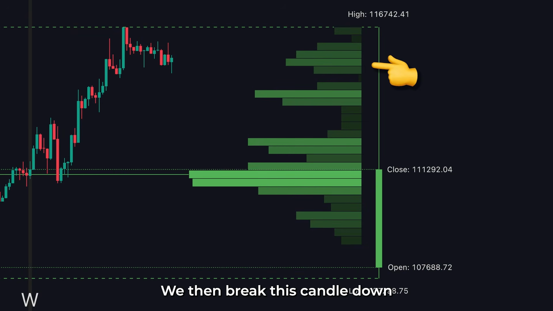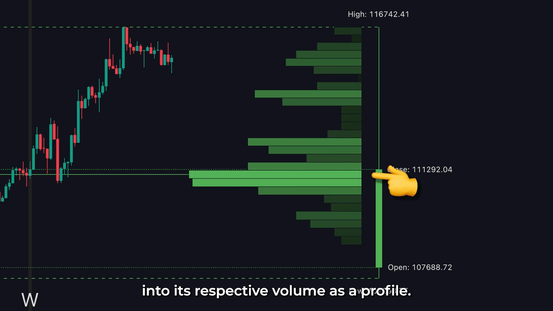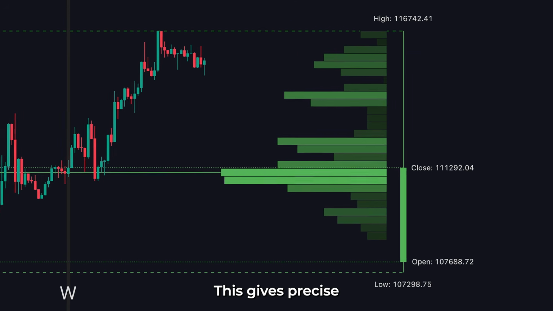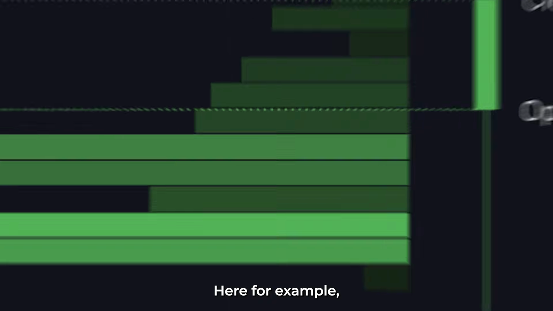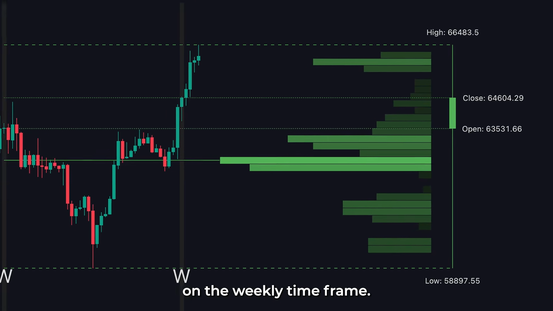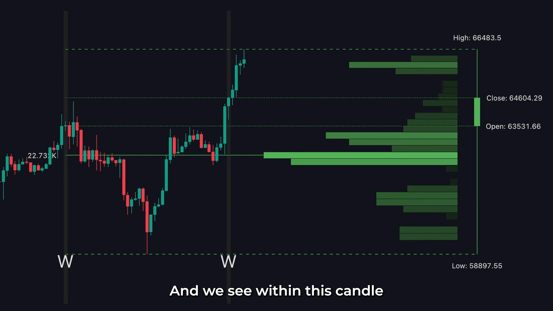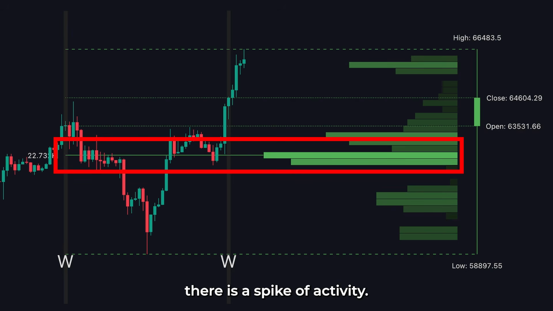We then break this candle down into its respective volume as a profile. This gives precise volume readings, so we know exactly where support or resistance may lie. Here, for example, we have a bullish candle on the weekly time frame, and we see within this candle there is a spike of activity and our POC here. This therefore is a key support.